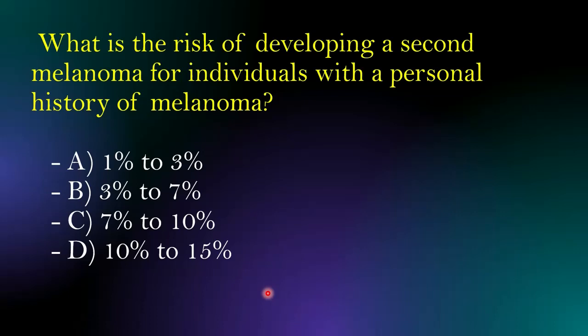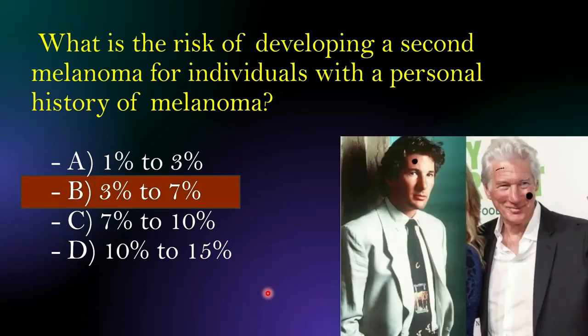What is the risk of developing a melanoma for individuals with a personal history of melanoma? There is a 3 to 7% increased chance of developing melanoma with a personal history, previous history of melanoma.